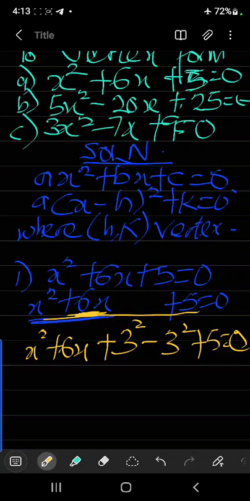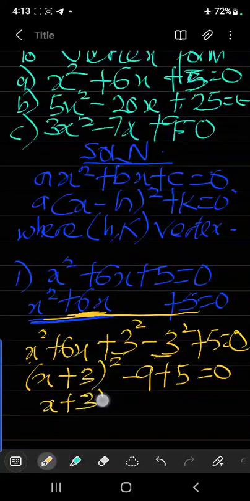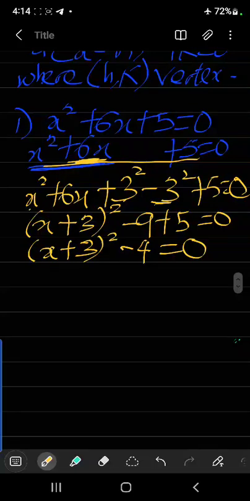Our aim now is that this is squared, so I can write it as (x plus 3) all squared. Then I have 3 squared. We've implemented this plus 3 squared, but not the minus 3 squared. That will now be minus 9 plus 5 equals 0. So we can say it is now (x plus 3) all squared minus 4 equals 0. That's the answer.